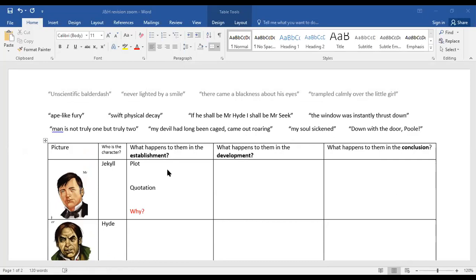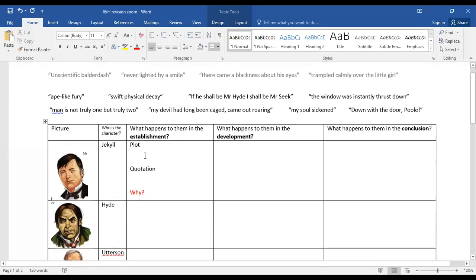I'm going to do the first one for you, because what is really important is for you to have an understanding of what the plot point is for the character at the start, a key quotation, and why that is important. Not necessarily the analysis itself, but what Stevenson as an author is trying to do. Then we're going to think about Hyde, and you're going to try and put that idea together.